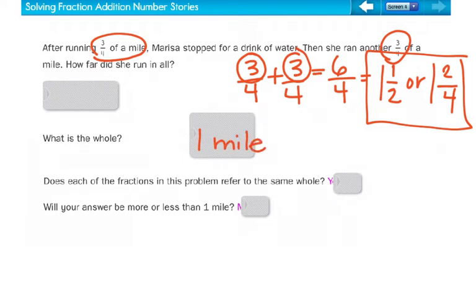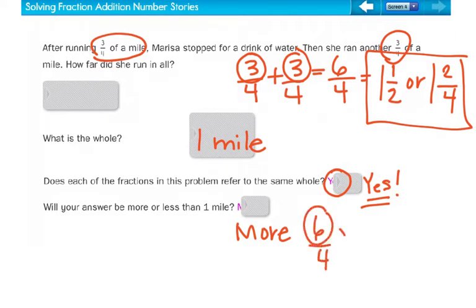Does each of the fractions in this problem refer to the same whole? You can see the little sneaky answer there. I couldn't change it when I took it from the computer. Yes. Will our answer be more or less than 1 mile? We already said it's more than 1 mile. When the top number is larger than the denominator, it equals more than 1 whole.